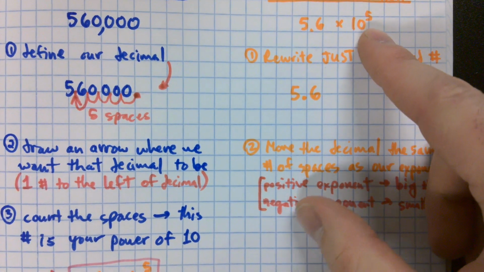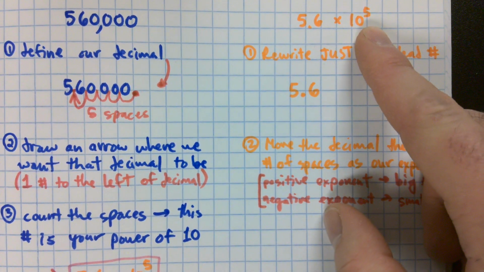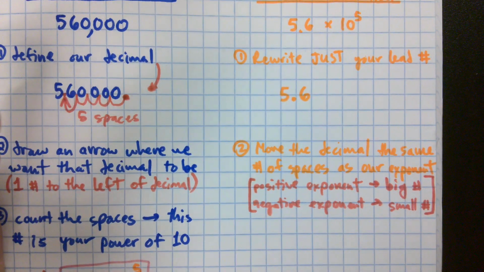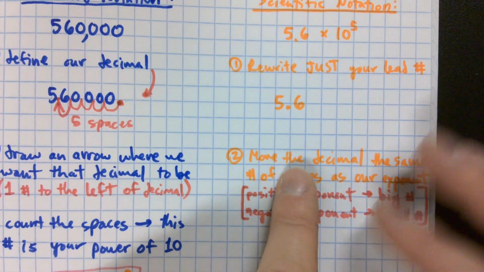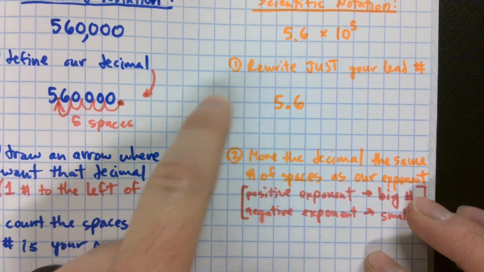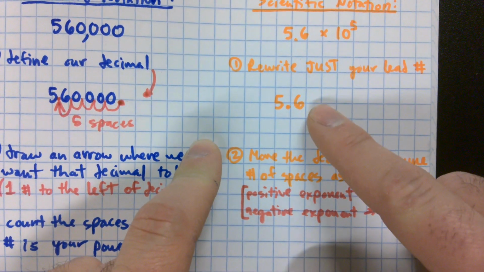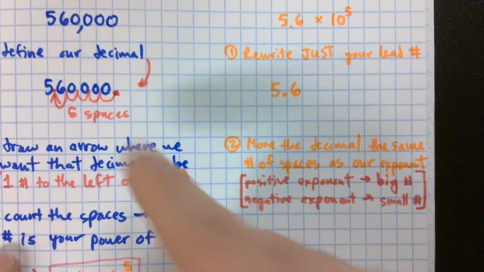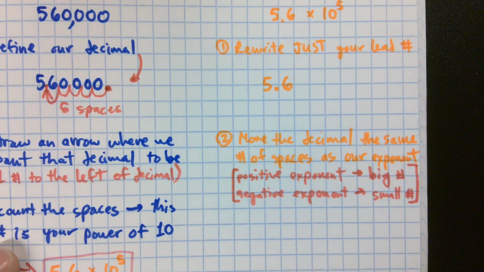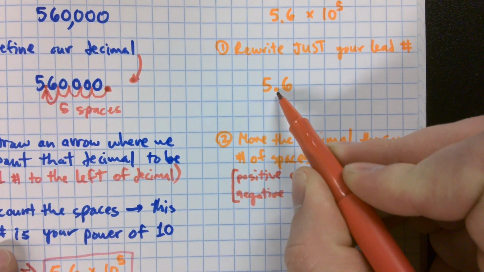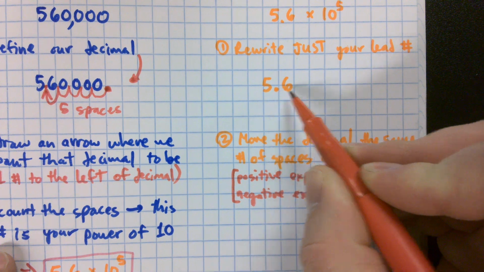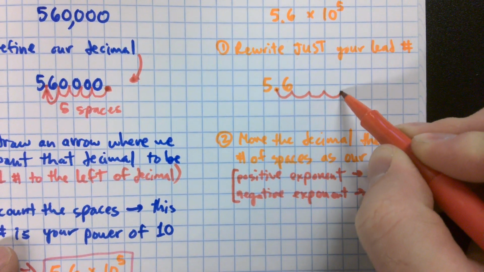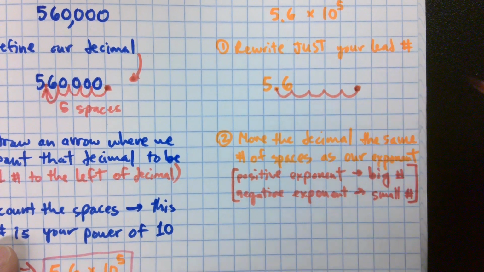So I have a positive power of 5 here. If I want to make a large number, should I move that decimal to the right or should I move it to the left? We got to move it to the right. As we saw here, a big number like 560,000, my zeros are all on the end. So I'm going to start right here at my decimal, and I'm going to move that 5 spaces to the right. 1, 2, 3, 4, 5. And make my new decimal there.